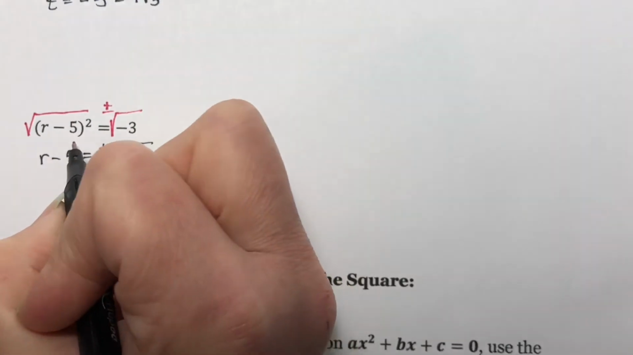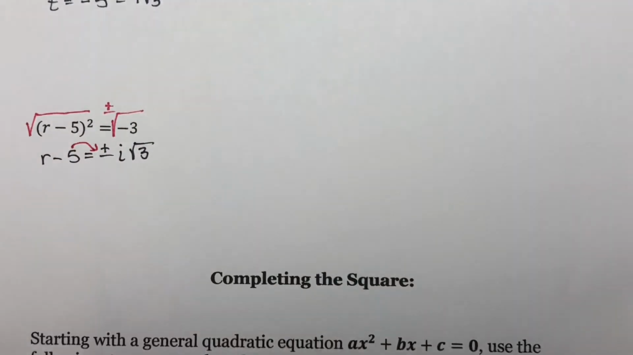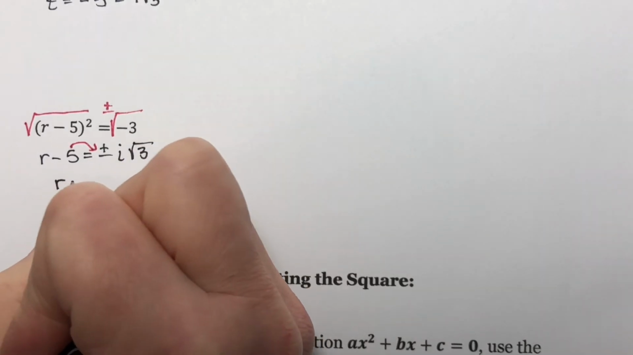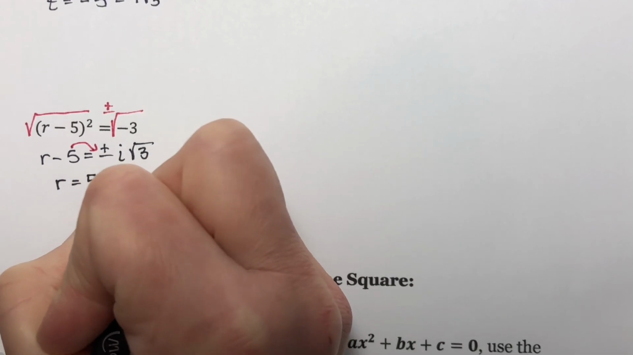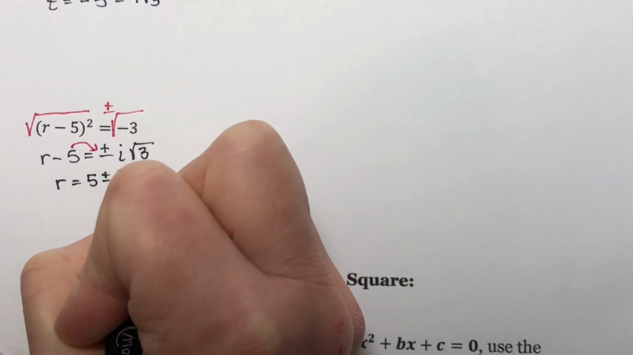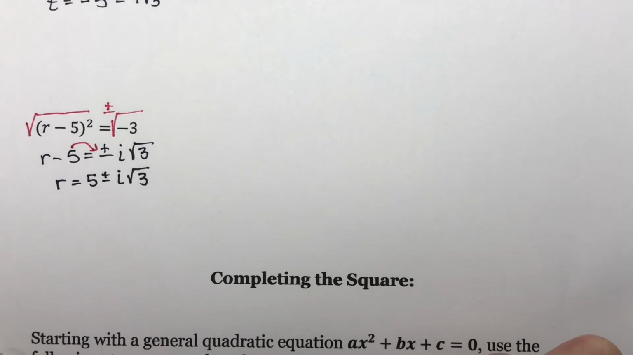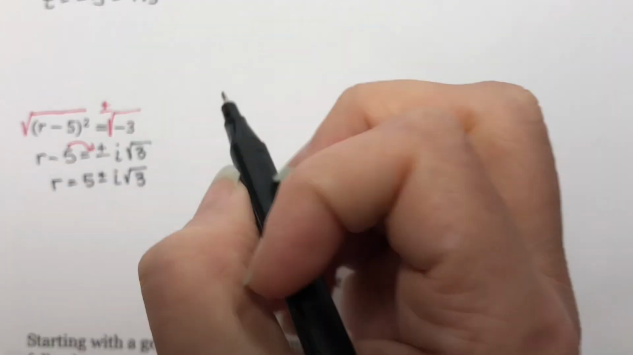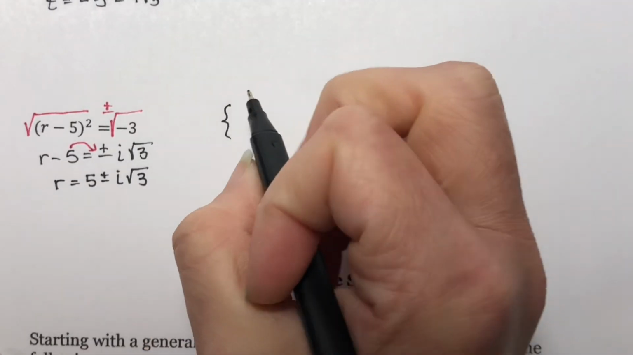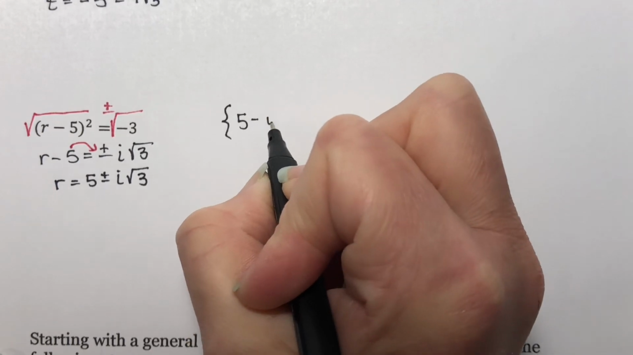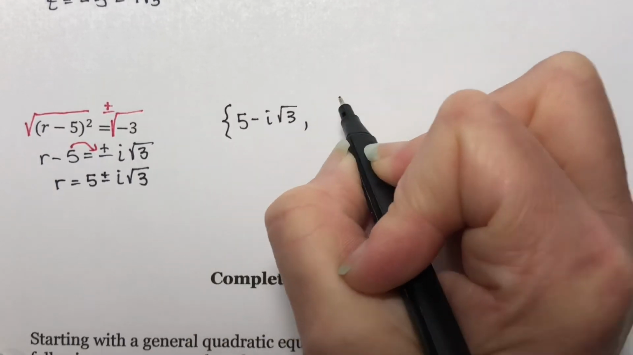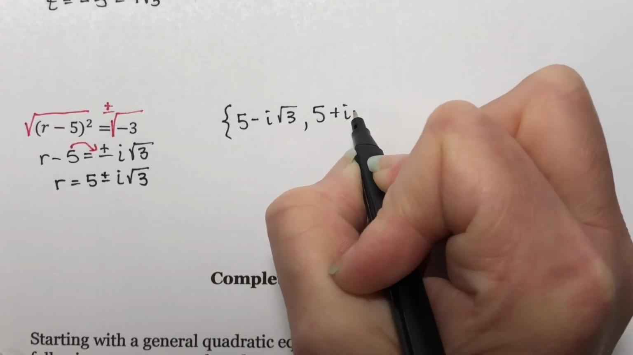Okay, now I'm going to add 5 to both sides. So I get r is equal to 5 plus or minus i square root of 3. We're not allowed to combine these. So your answers are 5 minus i square root 3 and 5 plus i square root 3.